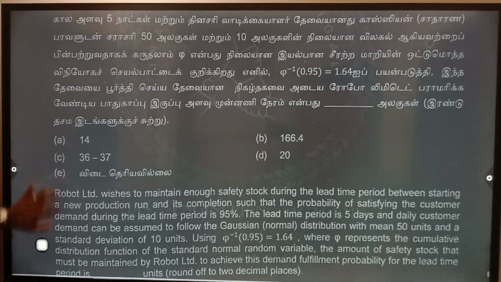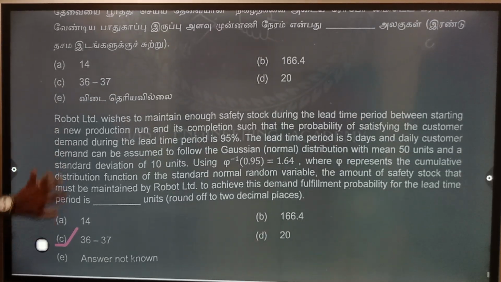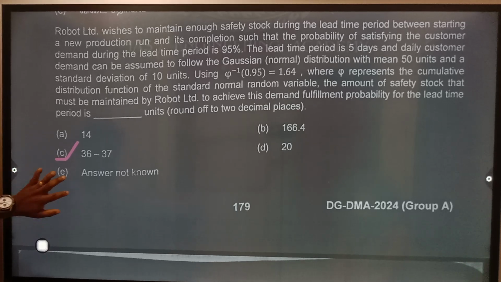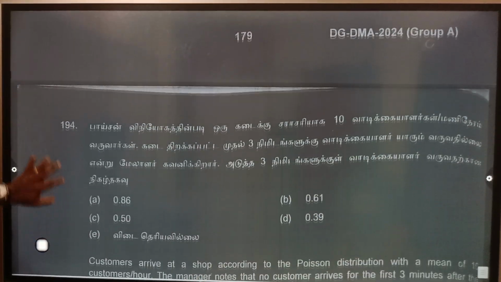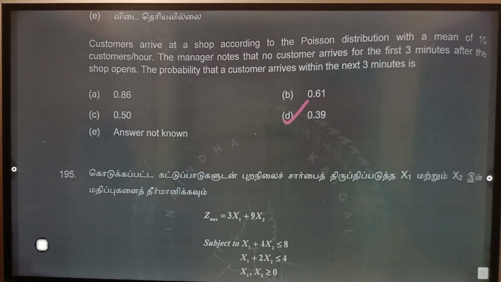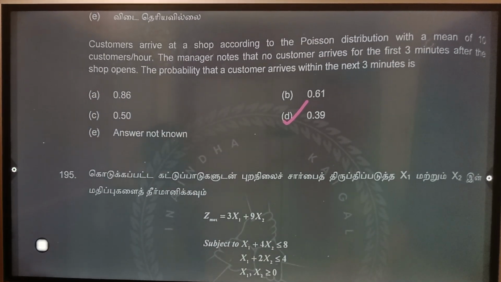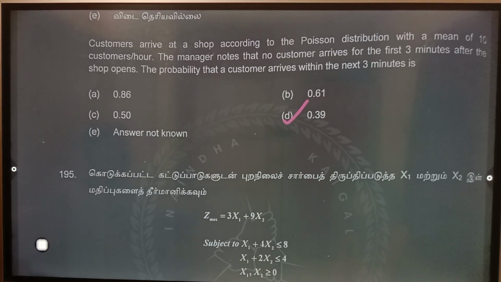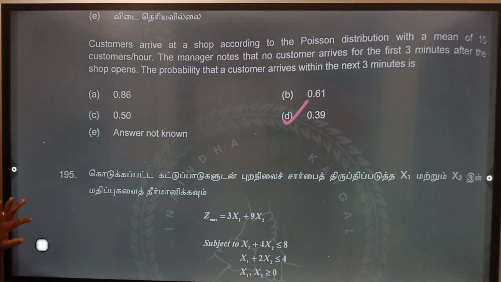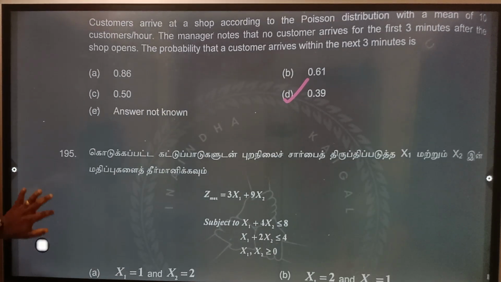193. Robot limited wishes to maintain. Answer is 36 to 37. Okay, C is the answer. Then 194. Customers arrive at a shop according to Poisson distribution with a mean of 10 customers per hour. The manager notes that no customers arrive. Answer is 0.39. Probability is asked. Probability is 0.39.